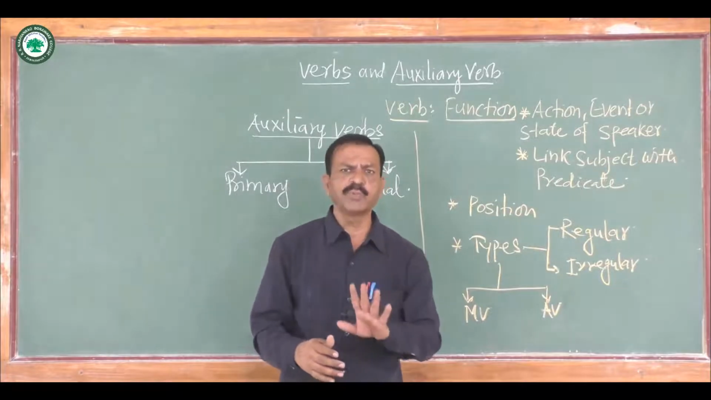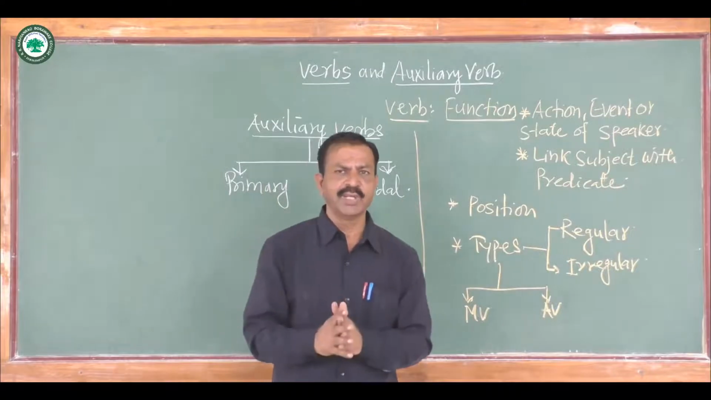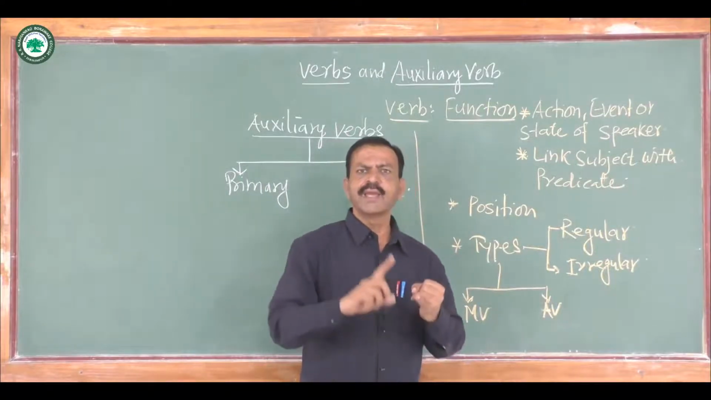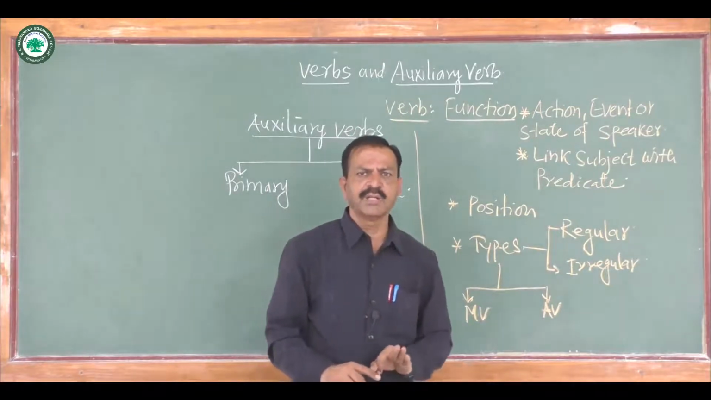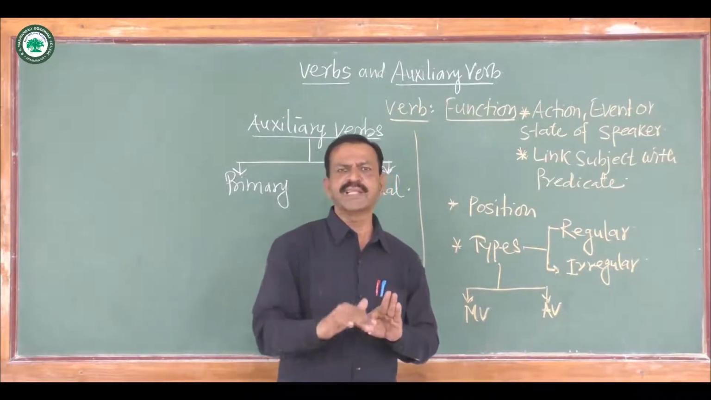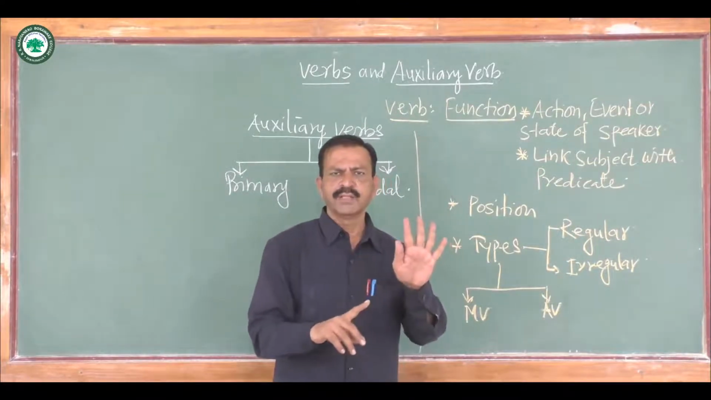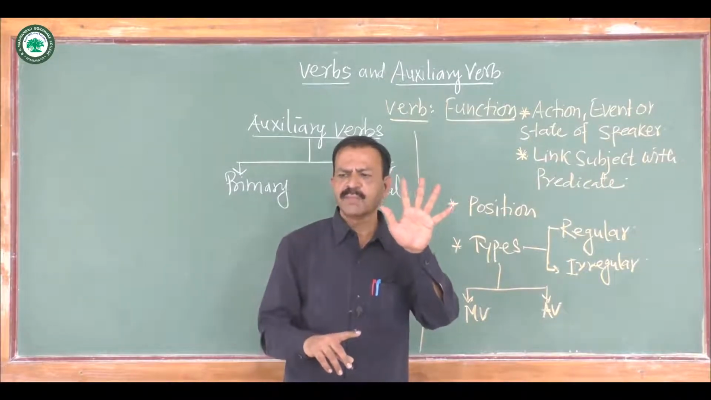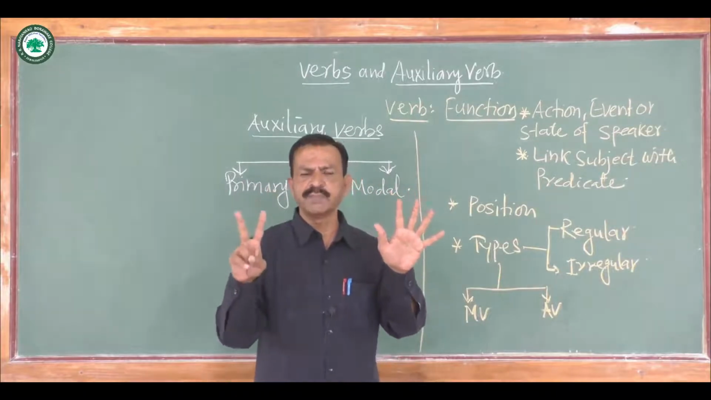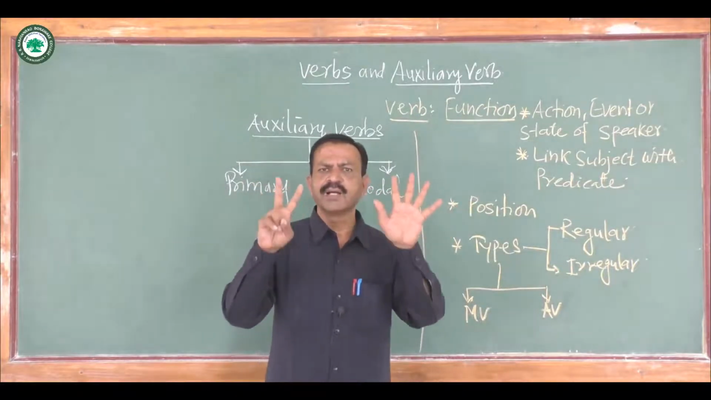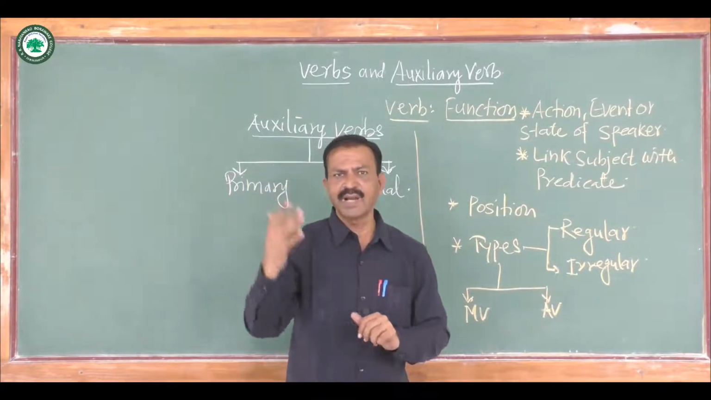The forms of to be: there are 7 auxiliary verbs under this head. Which are they? In the present tense, am, is, are. That means there are 3 forms of to be in present tense. In the past tense, was and were. So there are 5 primary auxiliaries, and shall be and will be. So in this way, there are 7 forms of to be. Out of 13, the 7 are over.